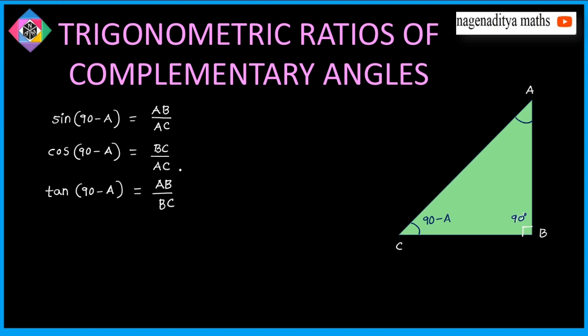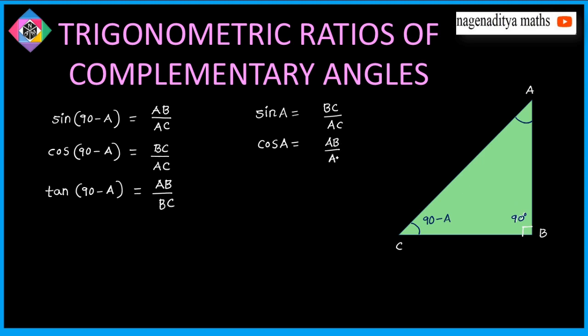Now I am going to find the values in terms of A. So that is sine A. What is the value of sine A? The value of sine is opposite side to angle A and hypotenuse. So this is equal to BC by AC. And what is the value of cos A? So adjacent side to A by hypotenuse. What is the adjacent side of angle A? That is AB. So that is AB by AC.